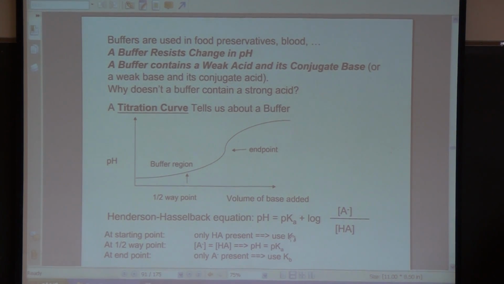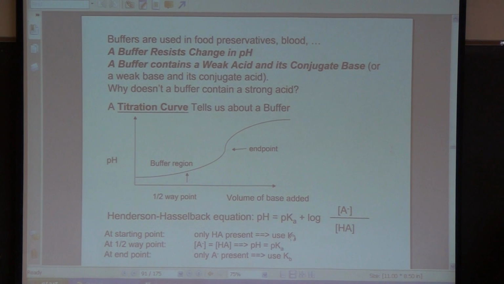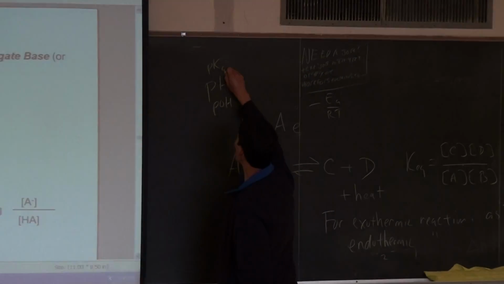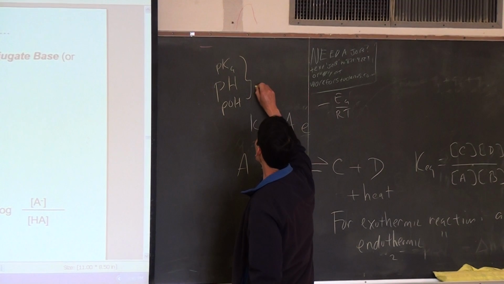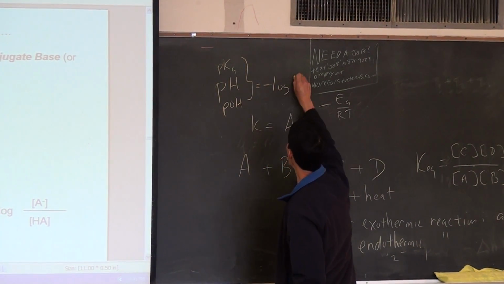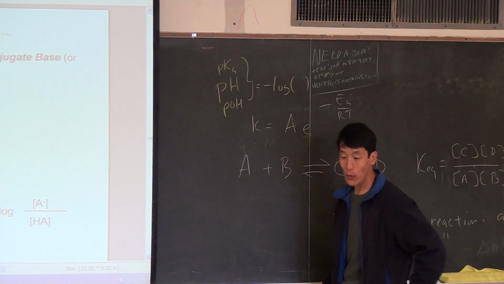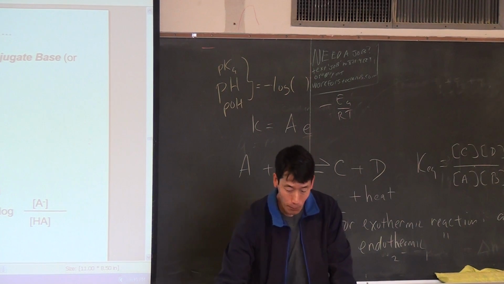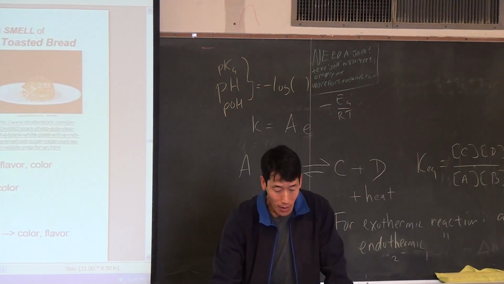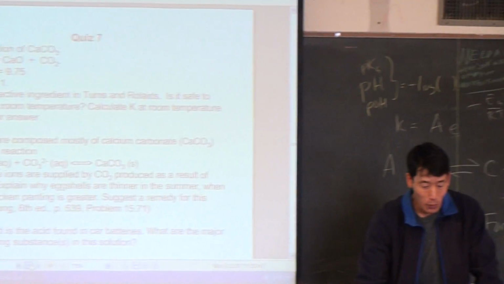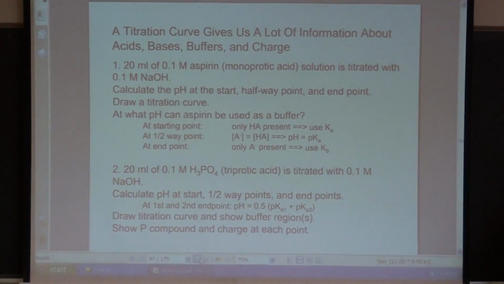And what does pKa represent? Whenever you see this P, like pH or pOH or pKa, it means that it's the minus log of that quantity. So if you look up Ka, then you can calculate pKa.